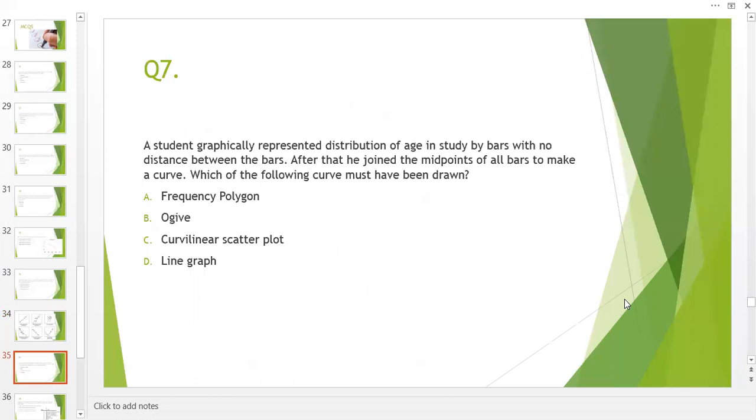A student graphically represented distribution of age in a study by bars with no distance between the bars. After that, he joined the midpoints of all bars to make a curve. Which of the following curves must have been drawn? Frequency polygon A. Yes, the correct answer is frequency polygon, because a frequency polygon is obtained by joining the midpoints of bars in the histogram.